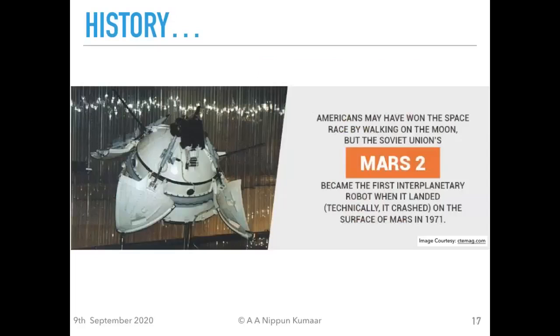Then getting into space exploration. Robotics entered the space race long ago. Even though we now say NASA is the space organization which has a lot of robots in space or on Mars, the Soviet Union tried it way before NASA. But they couldn't land it successfully; it crash landed. But the idea and thought process came, and they designed the robot way before NASA. On the Mars 2 mission they sent it, but it only crash landed.